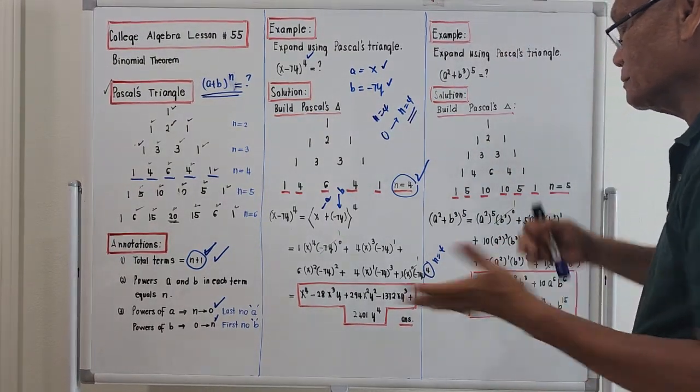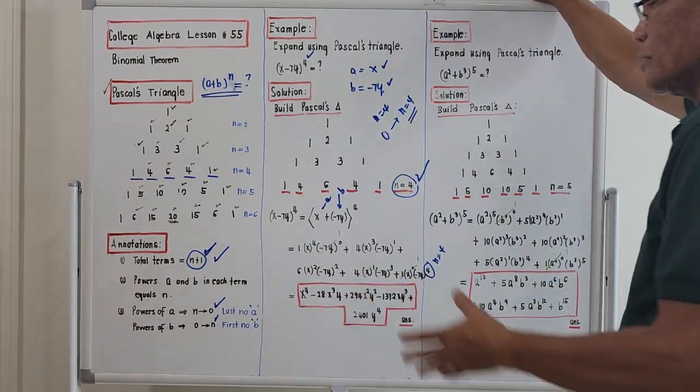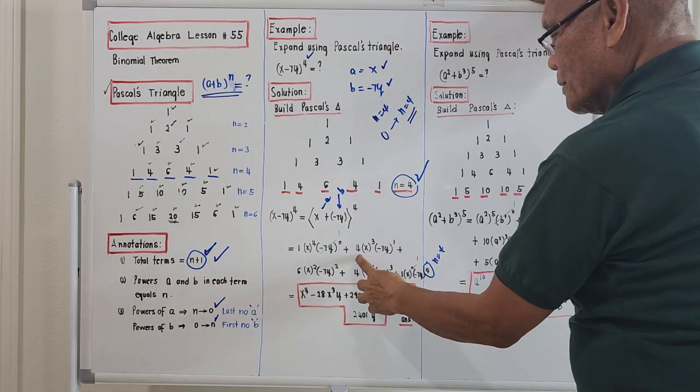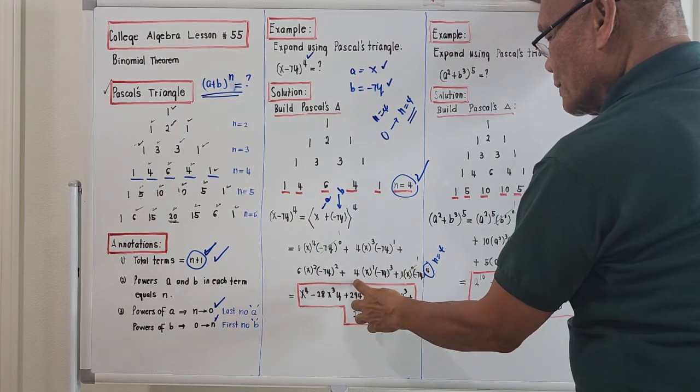Then let's expand. For the coefficients, we have already identified them, right? So this is 1, 4, 6, 4, and 1.